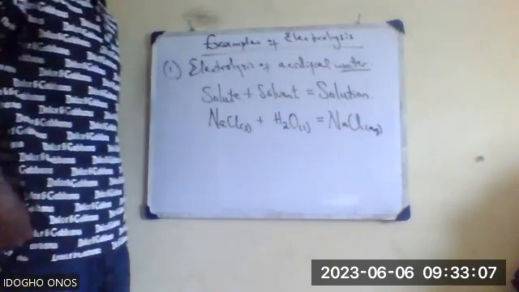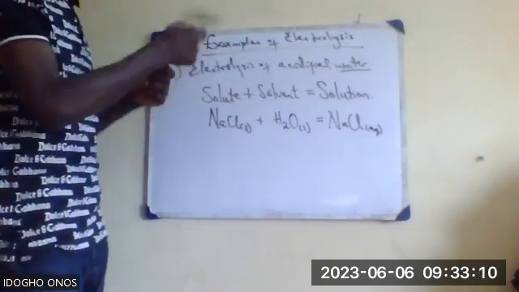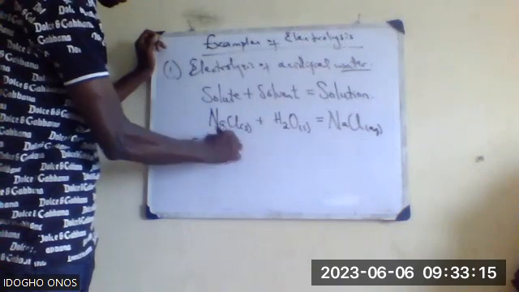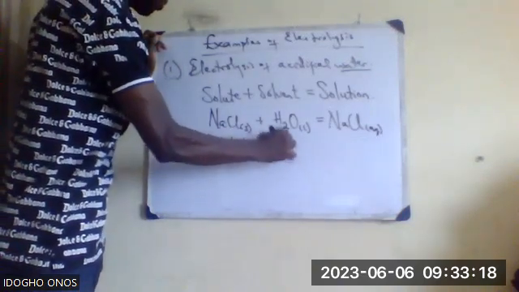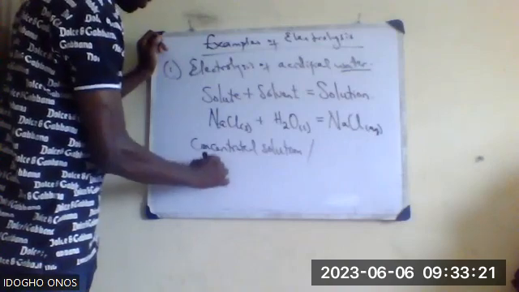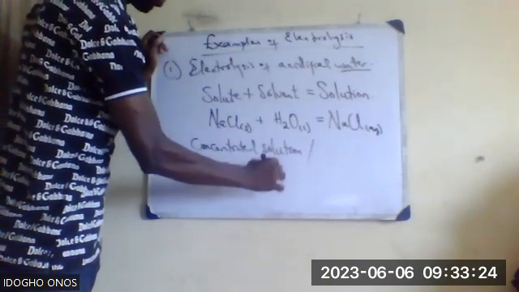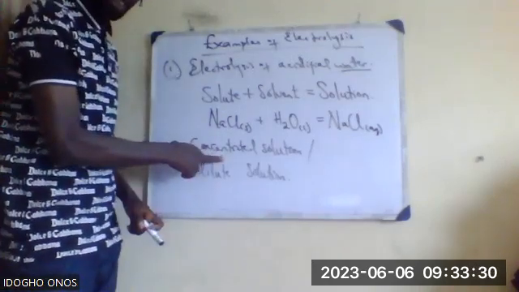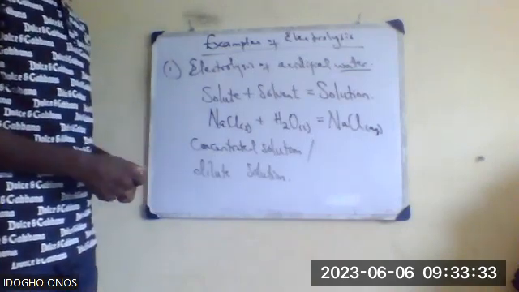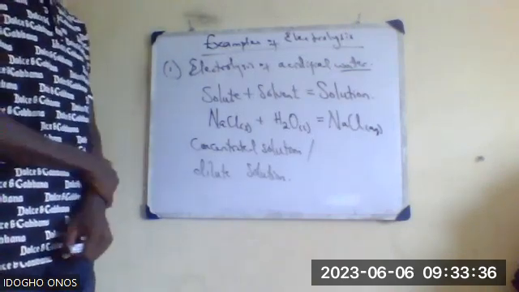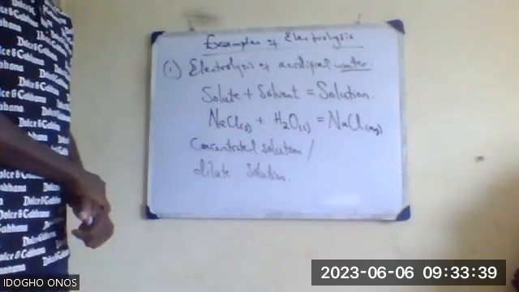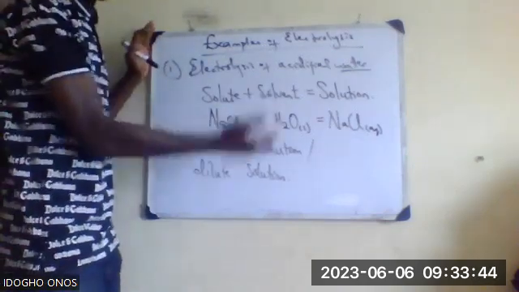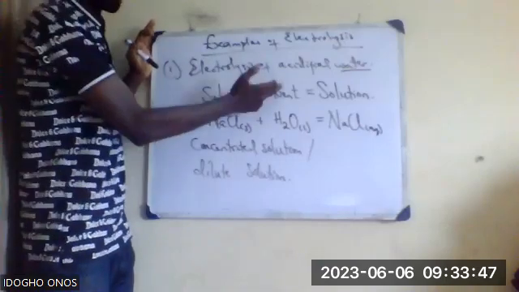Now for you to understand where I am driving at, a solution can either be a concentrated solution or a dilute solution. A solution is said to be concentrated if it has what? Who can try? A concentrated solution has less amount of water. A solution is concentrated if it has more solute than the solvent.